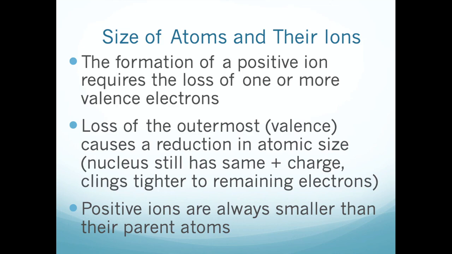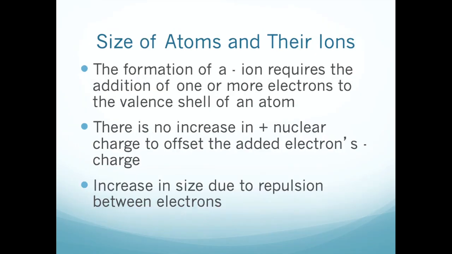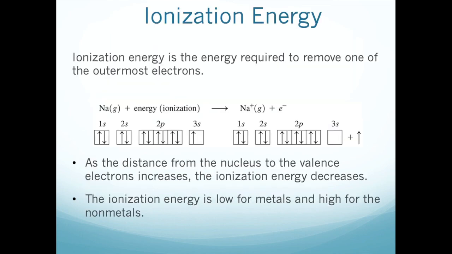Okay, and by the way, we see the opposite effect with a negative ion. If we were to throw on an extra electron, because of the increased amount of shielding and repulsion between electrons, and without changing the number of protons, your negative ion tends to be bigger than the atom it comes from. Okay, so something to keep in mind if you're comparing the size of an ion with the atom it comes from. Okay, let's talk a little bit about ionization energy and the trend therein.